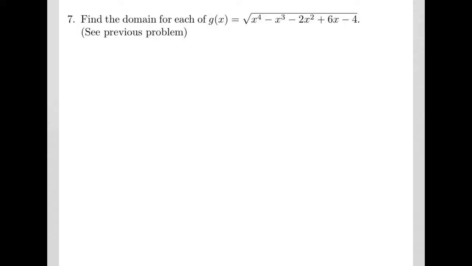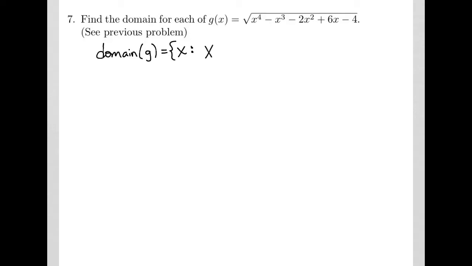Problem 7 is based on knowing that you've already solved problem 6. And so we are going to take this function g of x, which is the square root of a polynomial, and the polynomial we're looking at is the polynomial from the previous problem. So the domain of my function g is the set of all input values x. So what could go wrong? Well, the polynomial itself never has any problems, but a square root has a problem if it's negative inside.